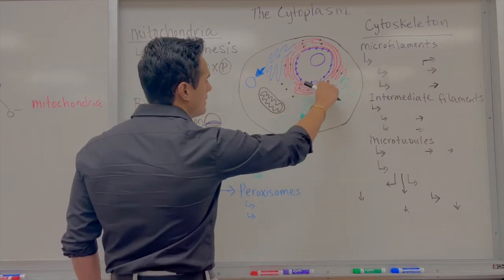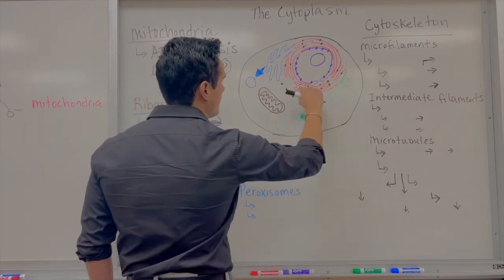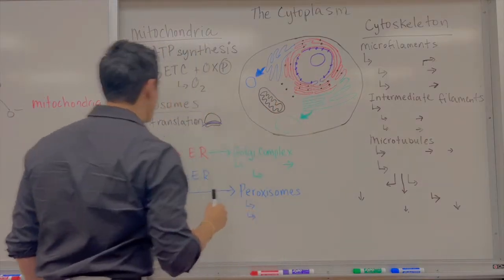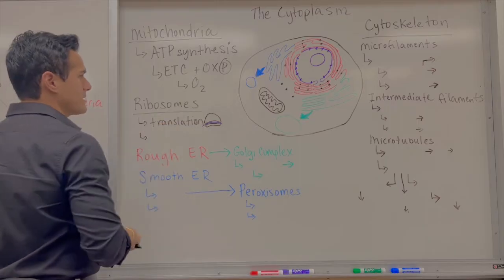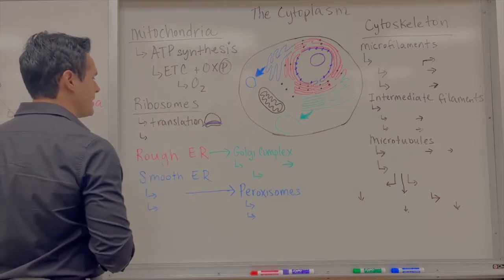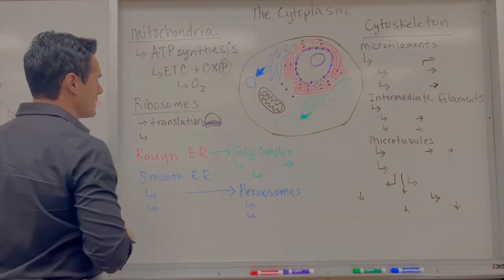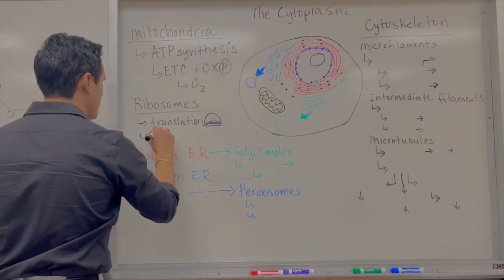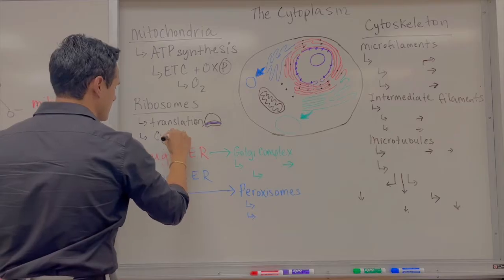So they stud the rough ER, that's this component here in red, and then they're also found here within the cytoplasm. So ribosomes, this is the site for translation. They contain the large as well as the small subunit, so they're found on the rough ER as well as in the cytoplasm.